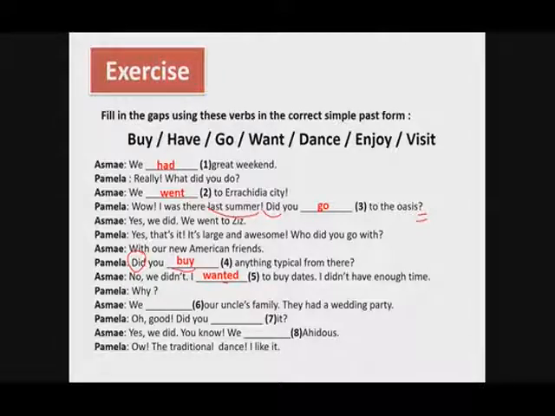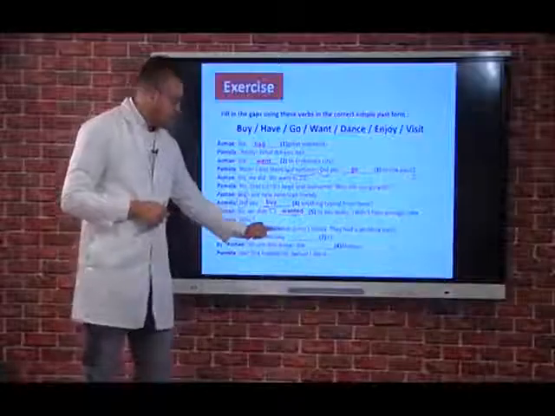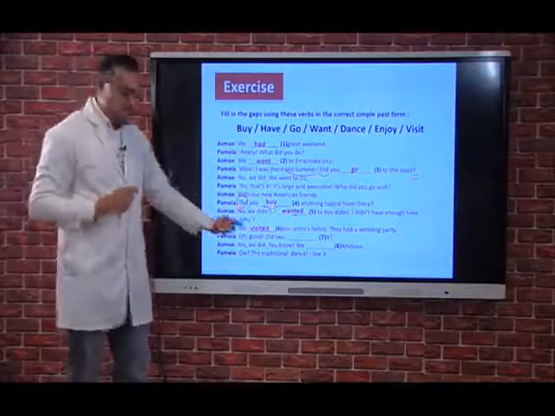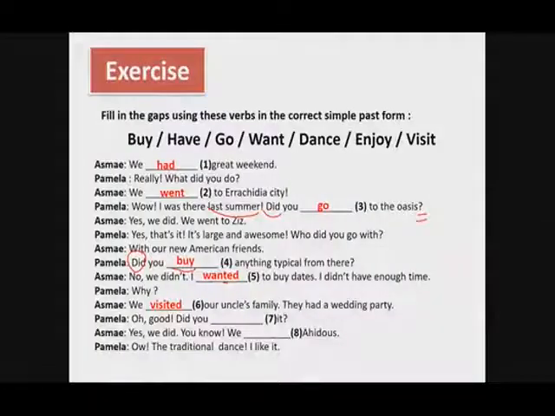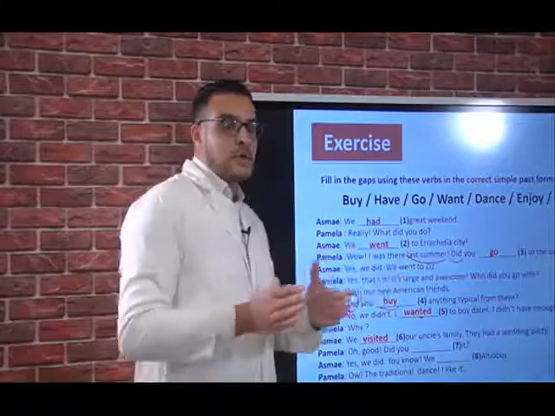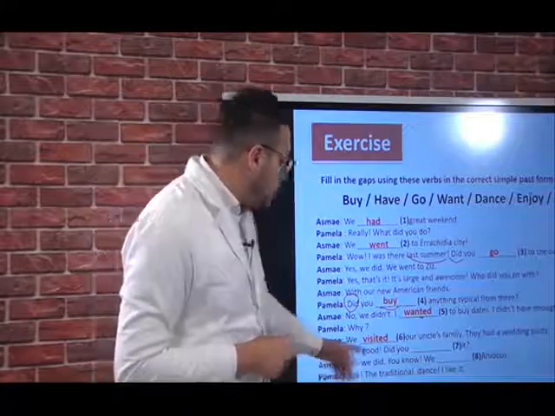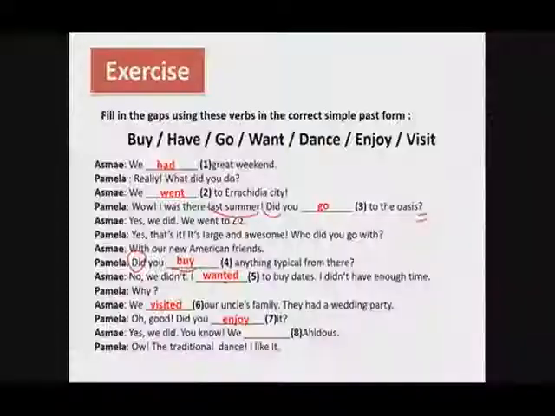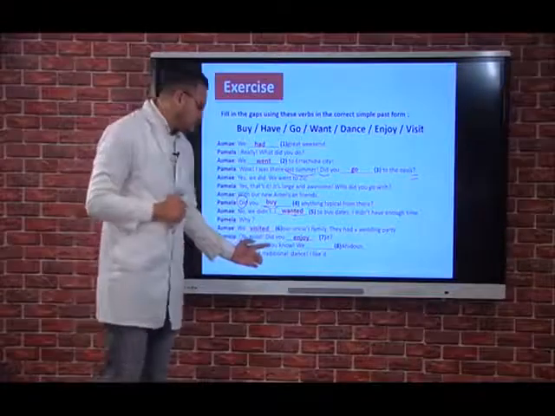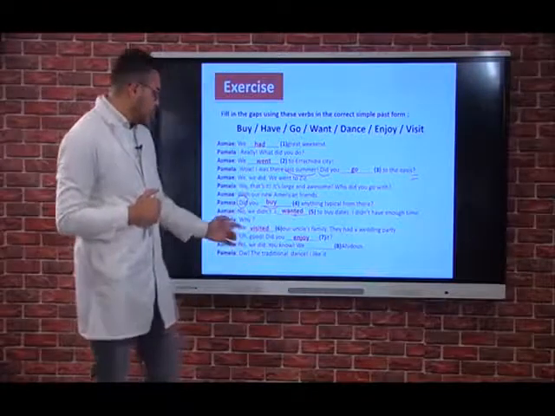Pamela, why? She said, Asma, we visited, it's another t sound, so pay attention to the pronunciation, please. So it's visited our uncle's family. They had a wedding party. They had a marriage or a wedding party. Oh, good. Did you enjoy? Another question form with the verb to enjoy. Did you enjoy it? Yes, we did. Positive answer. Yes, we did.